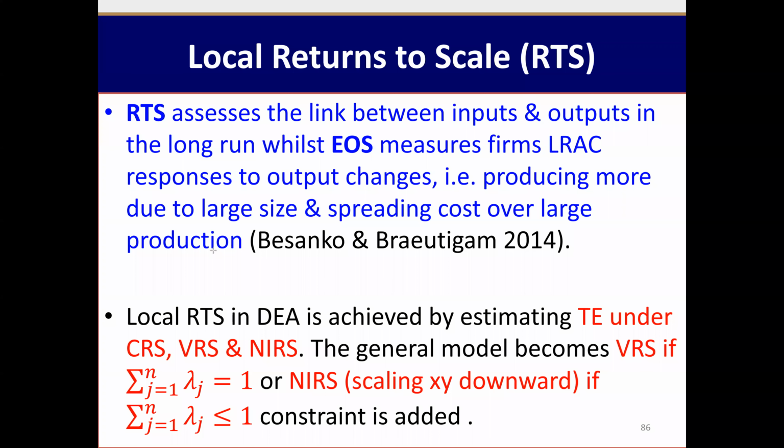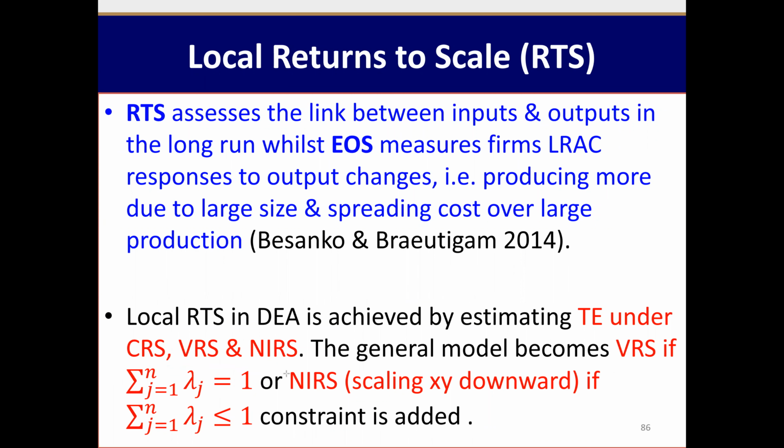Let me just highlight this because it is important. Whenever you have constant returns to scale, you do not bring the variable returns to scale assumption, which is known as a convexity assumption. You don't bring this convexity assumption, which is the sum of lambda equal to 1. But the moment you bring the sum of lambda equal to 1, you are creating a frontier that is not a straight line CRS frontier, but a piecewise curved VRS frontier.